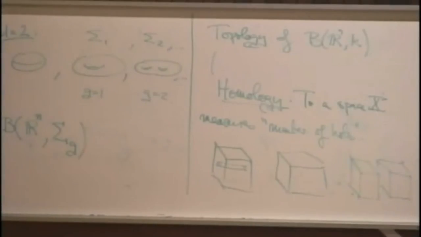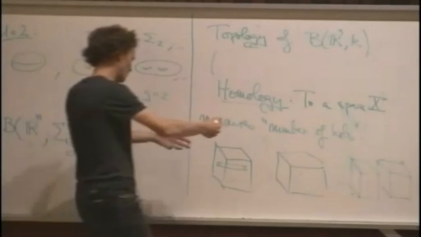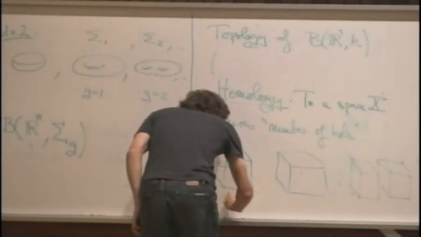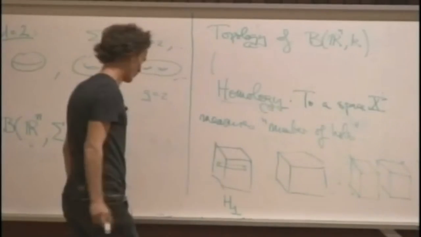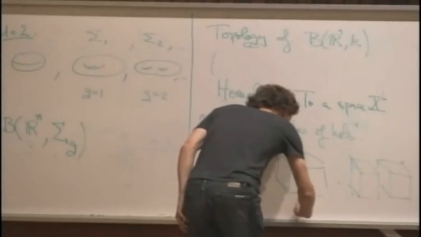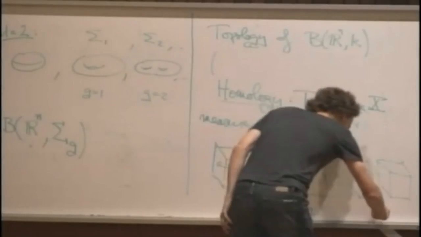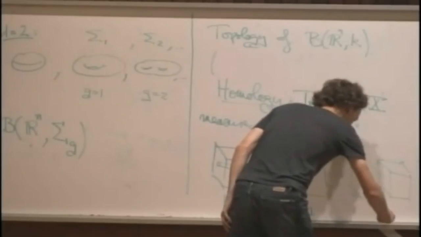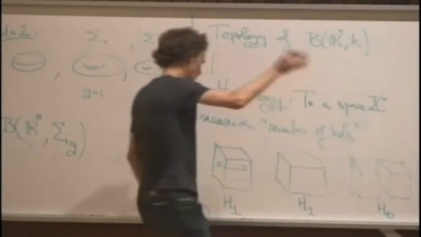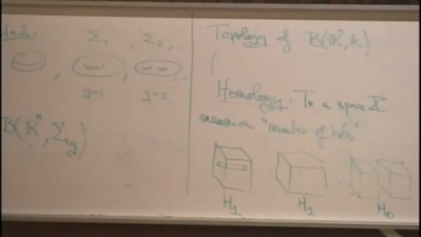And the different homologies. This kind of hole is measured by the first homology. This kind of hole is measured by the second homology. This is measured by the zeroth homology. And for higher dimensional objects, you sort of can continue as a sequence of groups counting holes of different dimensions.